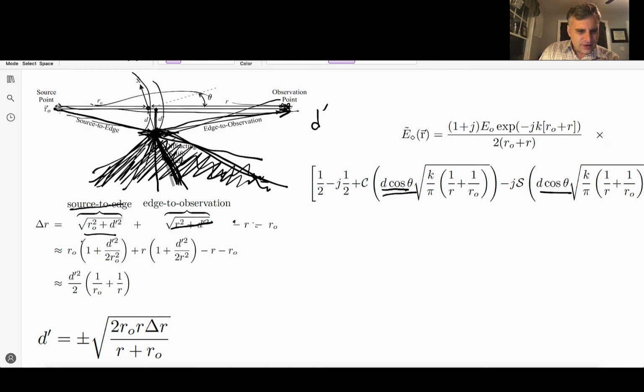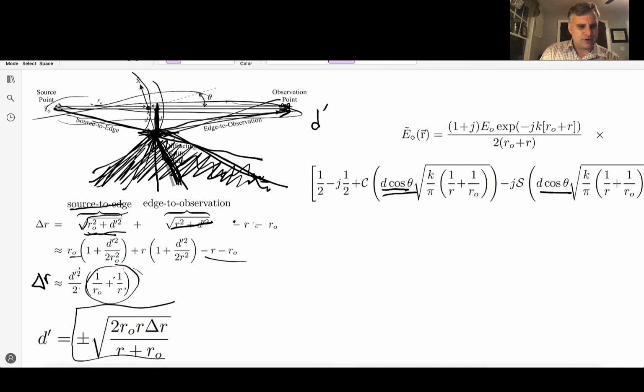And we're going to approximate it further by doing a little Taylor series. So we're going to approximate these square roots by Taylor series. We can do that if this distance here is much smaller than the total distance, r and r naught. And if I do that, my Taylor approximations make it so that when I subtract that out, my delta r, the distance in the path length, is only a function of d prime squared over 2, 1 over r naught plus 1 over r quantity. And I can write it like this if I want to, by basically solving for d prime, putting everything on the left-hand side and taking the square root.